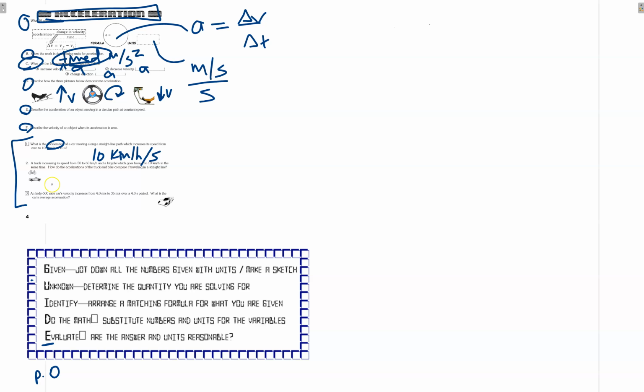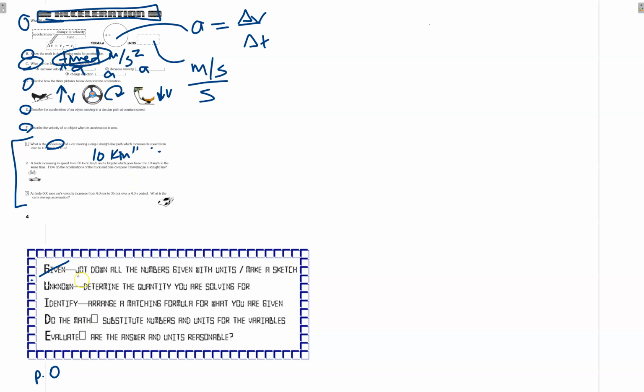Item 2, a truck increasing its speed from 50 kilometers per hour to 60 kilometers per hour, and a bicycle goes from 0 to 10 kilometers per hour in the same time. How do the accelerations of the truck and bike compare if traveling in a straight line?